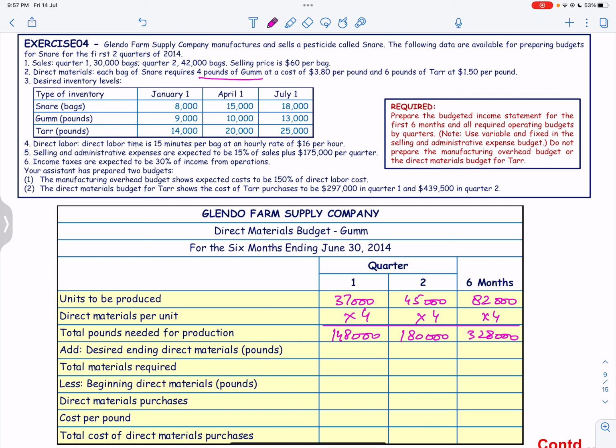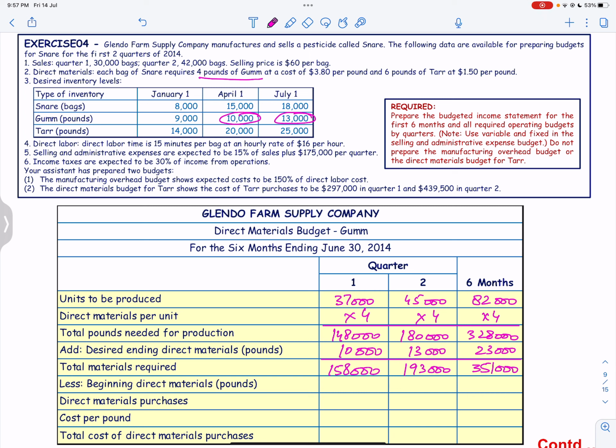To this we are going to add the desired ending direct material, and the desired ending direct material for the first quarter will be 10,000 and the second quarter will be 13,000. So 10,000 and 13,000, that makes 23,000. And once again we make the total, and the total will be 158,000, 193,000 and 351,000.